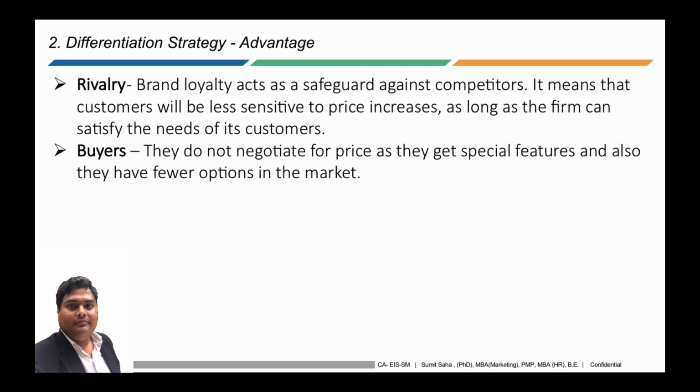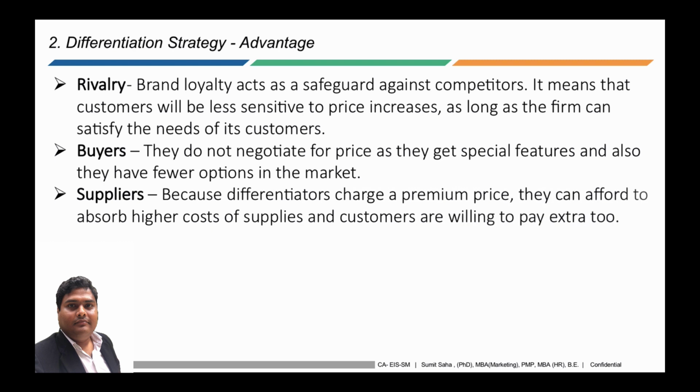Third, we'll talk about the suppliers. Because differentiators charge a premium price, even suppliers also can get advantage out of that. If I am getting a high price, let's take an example, I am selling this mic at a better rate. Definitely, I don't mind paying the supplier who is giving me this raw material a little extra. What is the problem? I have cash. I can do that, right?